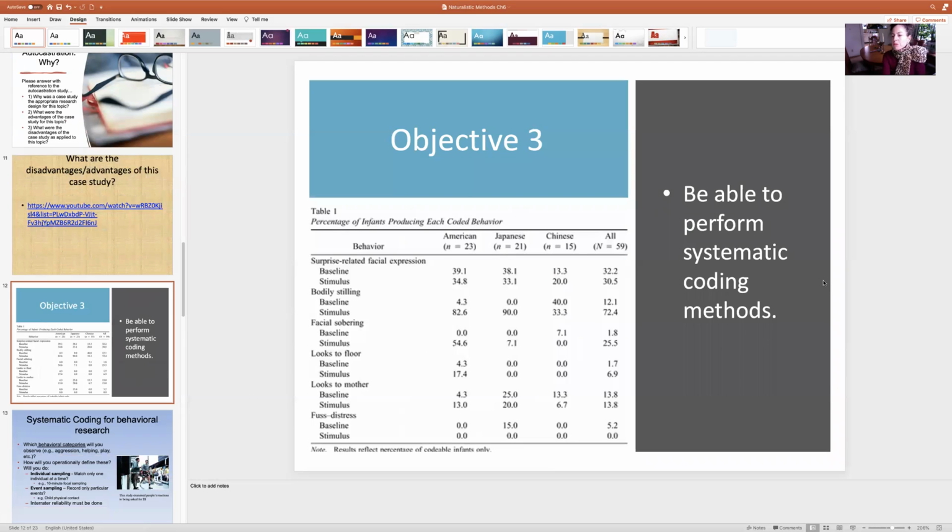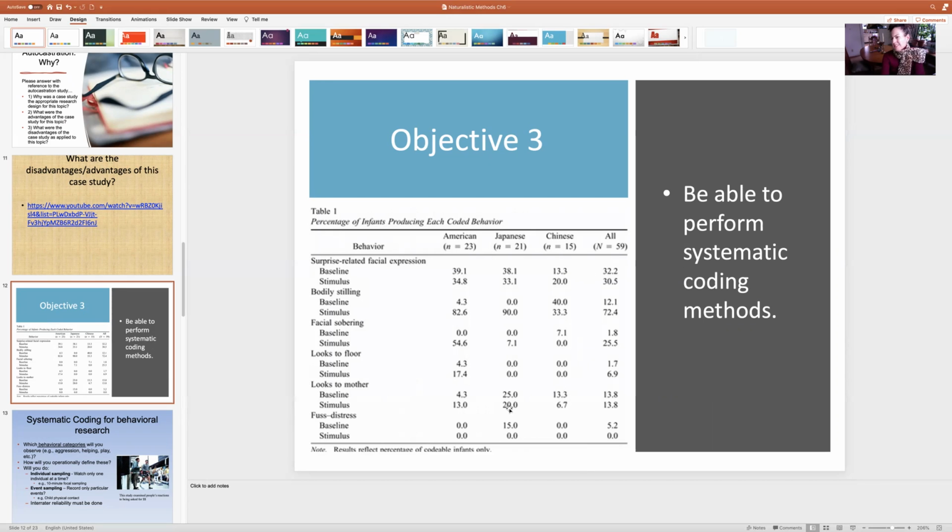So objective 3, we're going to talk about being able to perform systematic coding methods. This would be something like what's going on here. They have recorded certain things that an infant has done: surprise related facial expression, body stilling, face sobering, looking at floor, looking to the mother. And of course, you can see they've compared American, Japanese, Chinese, and all groups there.